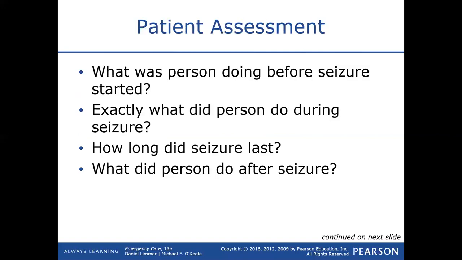So some things we need to ask our patients, or if the patient's able to talk to you, or the family member: what was the person doing right before the seizure started? What did they do during the seizure? Because you're trying to figure out, were they having a partial, were they having a tonic-clonic seizure? How long did it last? And what did the person do after the seizure?